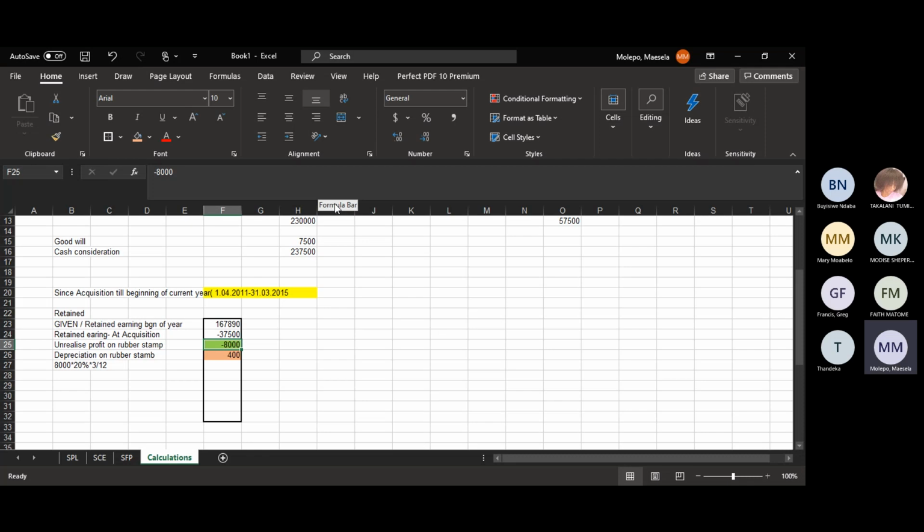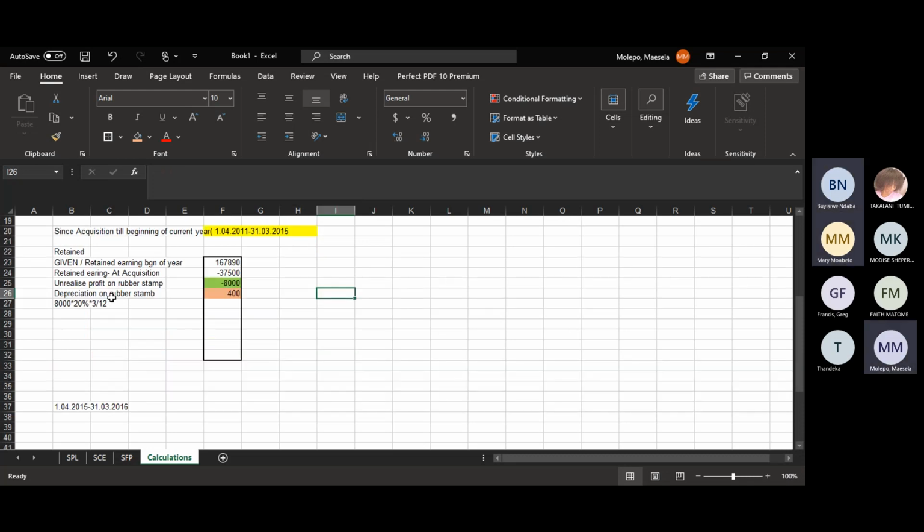I don't know if you get this part of the realization versus unrealization. If you don't, then I will refer you to learning number 7. Okay, I understand it, sir. Thank you. Okay. Then we are done with the rubber stamp.